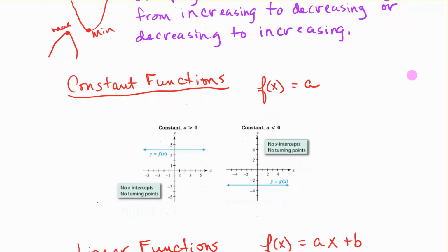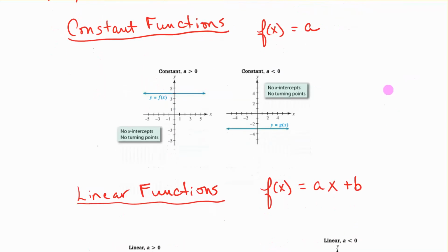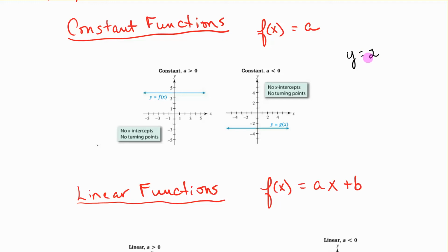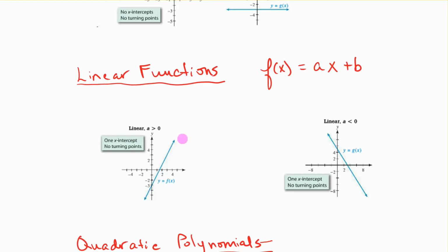Okay. Now, let's talk about several different kinds of polynomial functions that have other names, but they're still polynomial. A constant function is f of x equals a, or say y equals 2, any number. It's a horizontal line, has no x-intercepts and no turning points. Linear functions are of the form ax plus b. Here a is positive, so that's a positive slope. This one is negative. It has one x-intercept and no turning points.